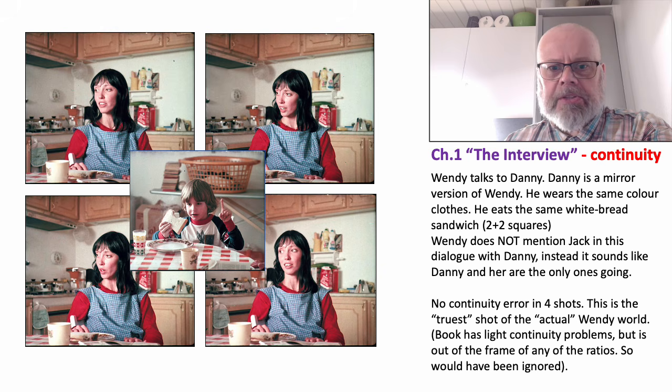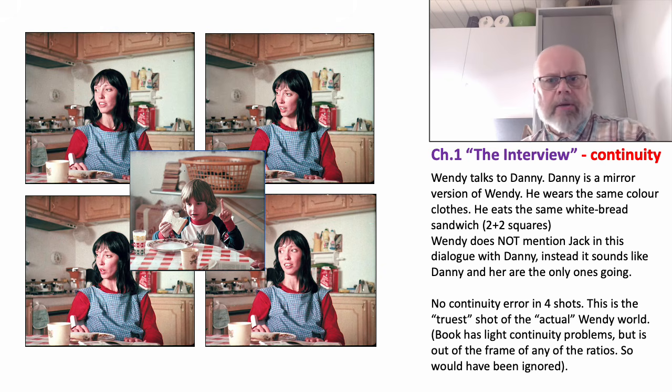Wendy does not mention Jack in this dialogue with Danny. Instead, it sounds like Danny and her are the only ones going. I mean, if you hadn't heard about Jack, right? And she said, you want to go to this hotel? You wouldn't say, yeah, but there must be some Jack guy also, right? So if you didn't know about that, it might as well sound like she's going there alone with this boy, right?